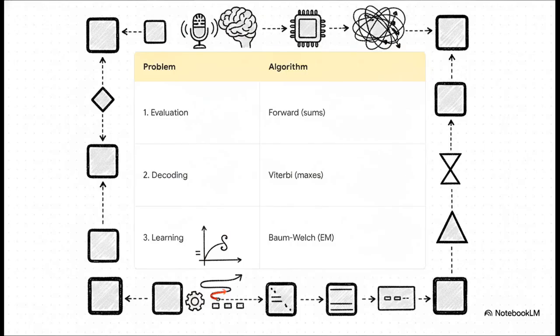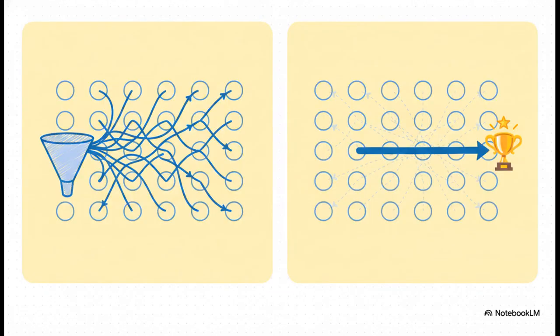Here's another interview tip. Commit these 3 canonical HMM problems to memory. Number 1 is evaluation, where we compute total likelihood using the forward algorithm. Number 2 is decoding, where we find the single most likely path using the Viterbi algorithm. And number 3 is learning, where we estimate our parameters from hidden data using the Baum-Welch algorithm. Think about the sharp contrast between evaluation and decoding.